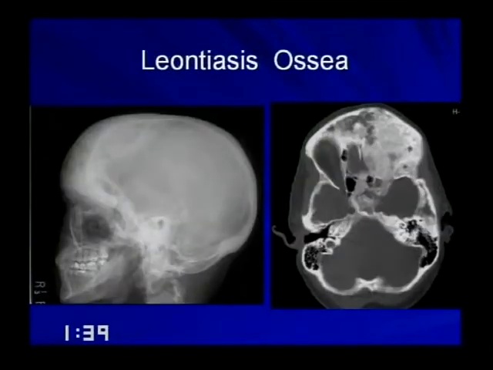Now, occasionally, fibrous dysplasia can involve the skull or the frontal bones, and it's called leontiasis ossea. They get marked deformity. This patient looks like she's wearing a helmet, but that's just fibrous dysplasia involving the cranium.